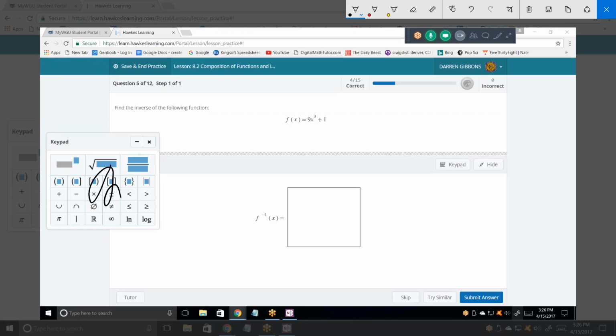So it would be x equals 9y cubed plus 1. Okay. Next step. It would be x minus 1 equals 9y cubed. Good. Next step. You want to get rid of the 9 before you get rid of the 3. That's just the order you want to go in.